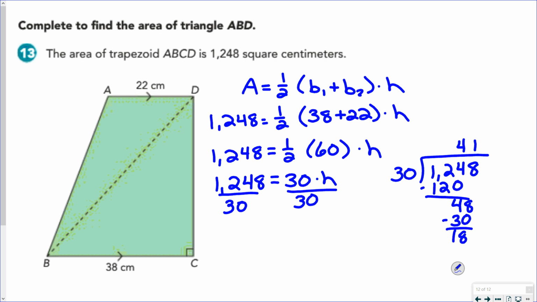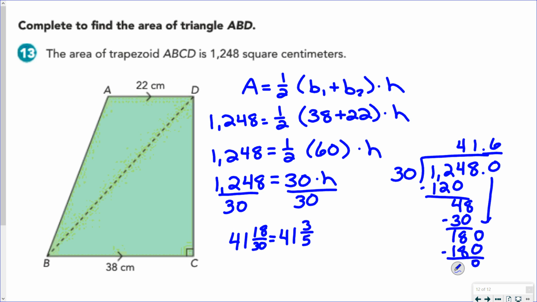Now you could stop here, and you'd get 41 and 18/30ths, which is simplified down to 41 and 3/5. But I know some of you like to keep going, so you put a decimal point and a 0 on. Bring that 0 down. 5 and 30 goes into 186 times. So you could also have 41.6, and in both cases, that would be centimeters.